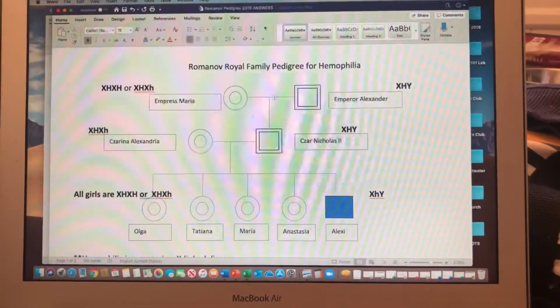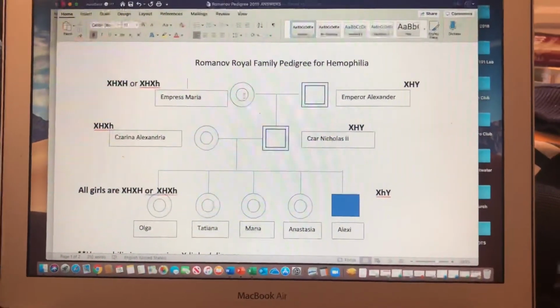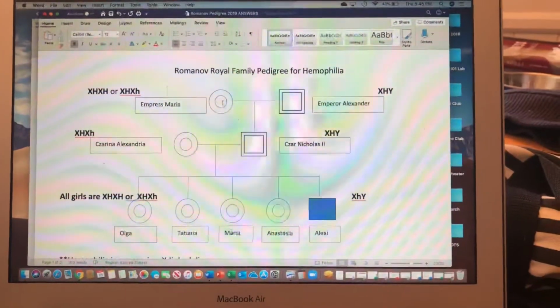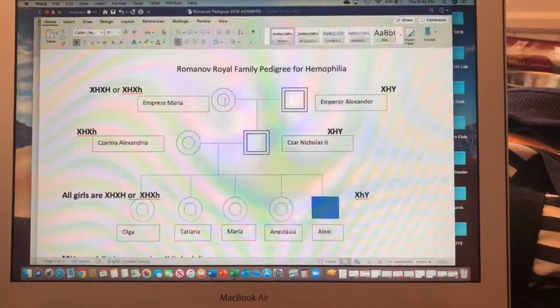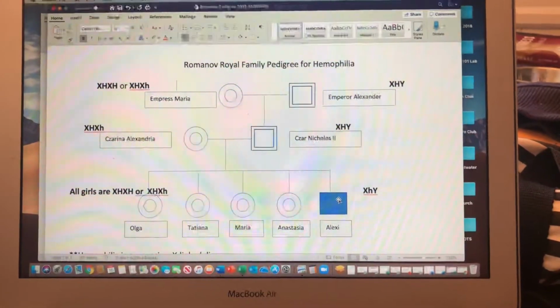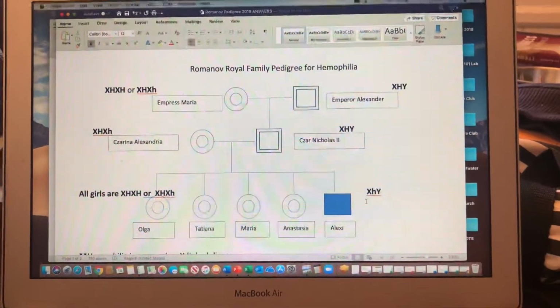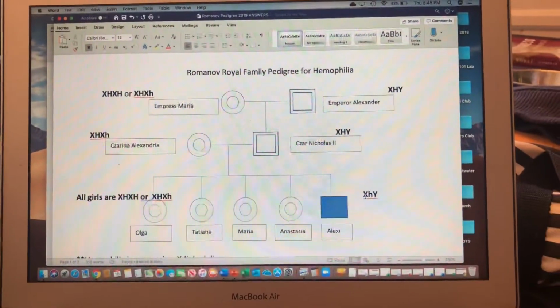Secondly, if the boxes are not filled in or the circles are not filled in, that person does not show the trait. So they can't fully have the recessive trait of hemophilia. So here, Alexi is the only person who actually has hemophilia. So we can start with him because he actually has it. Remember, these are sex-linked on the X chromosome.